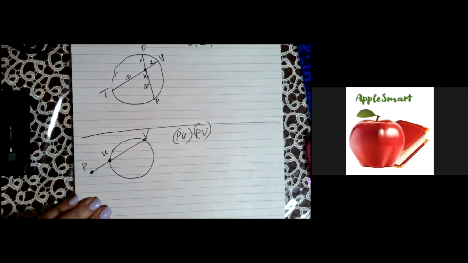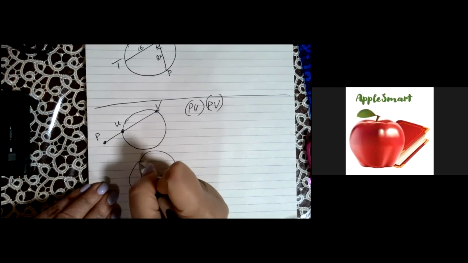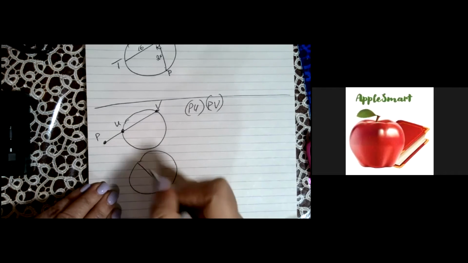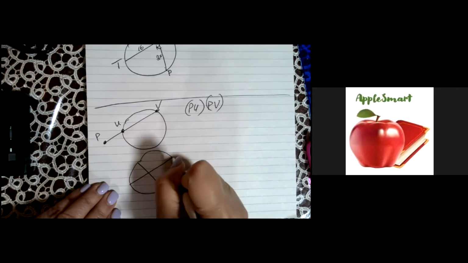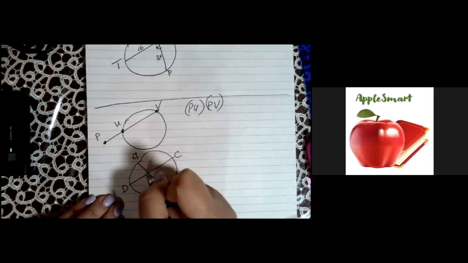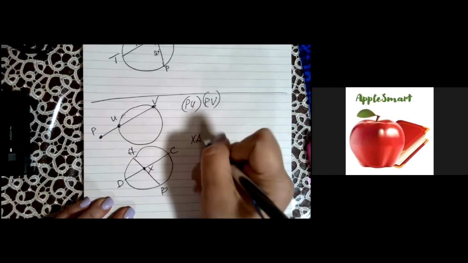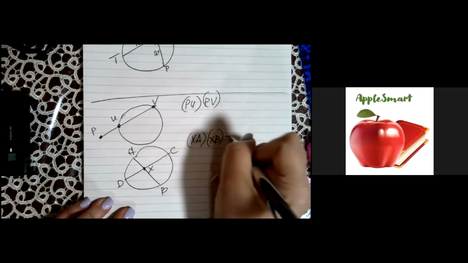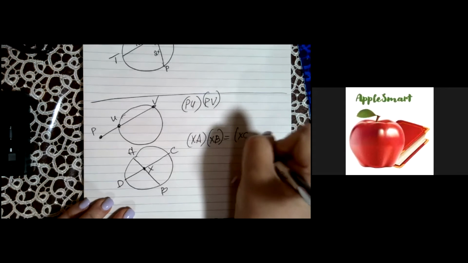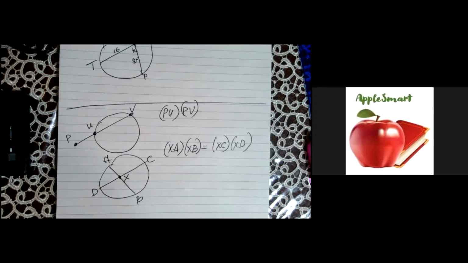For example, if we have a circle and 2 chords intersecting like we have in our question, and this is A, B, and this is D, C, and this point is point X, then XA multiplied by XB will be the same as XC times XD. Okay, that's a very powerful, I would say, and very helpful property.